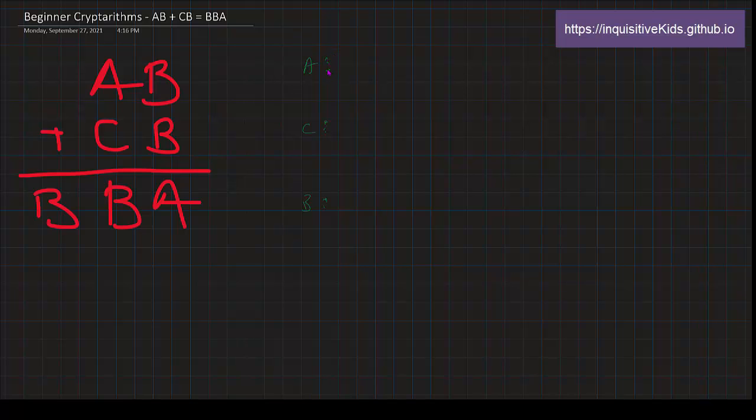Okay. Let's first look at B. Actually, you know what? Let's first look at the digits. When we're solving cryptarithms, we should always look at the digits first. So this is a two-digit number plus a two-digit number is equal to a three-digit number. Well, then it should immediately come to you that B is equal to one and only one.